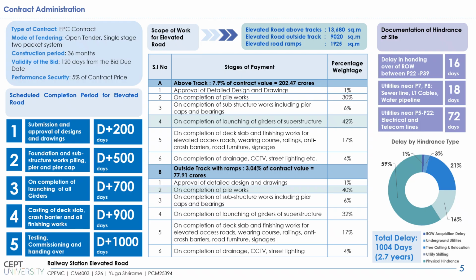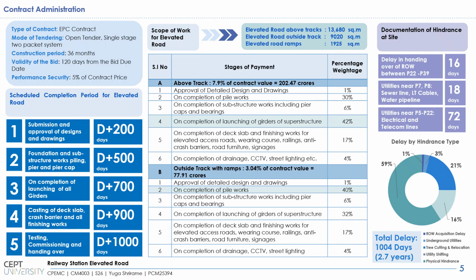For the payment stages, which are based on a milestone payment basis, it is divided into two categories: above the track and outside the track, wherein the above-the-track category constitutes a major chunk of the contract value. Within the above track as well, 42% of the payment will be received on completion of the launching of girders of the superstructure, whereas in case of outside the tracks, 40% payment will be achieved on completion of the pile works.